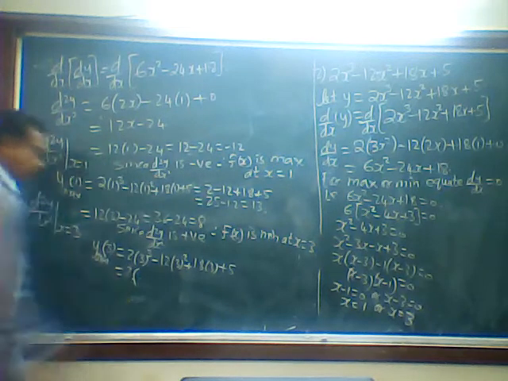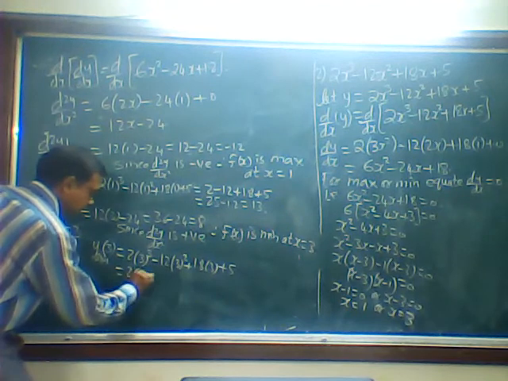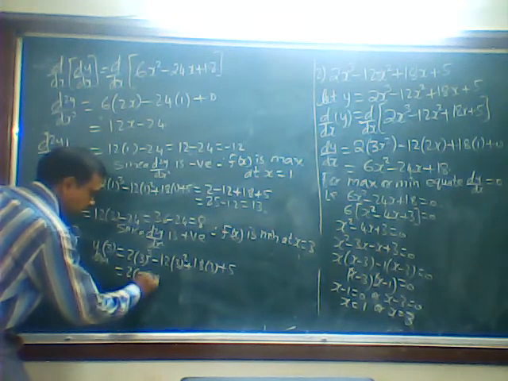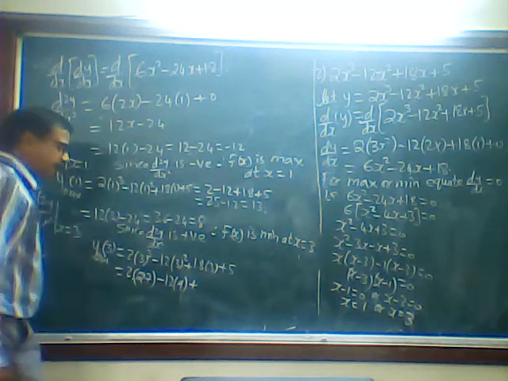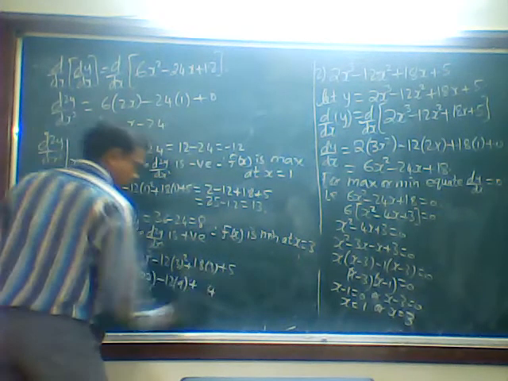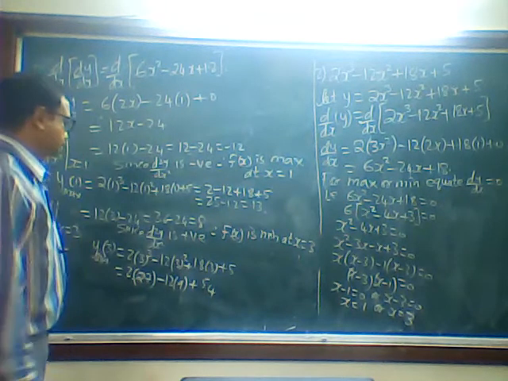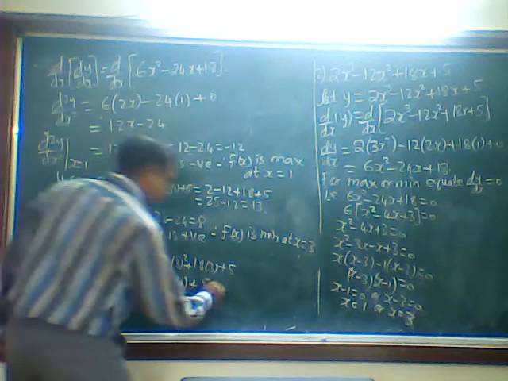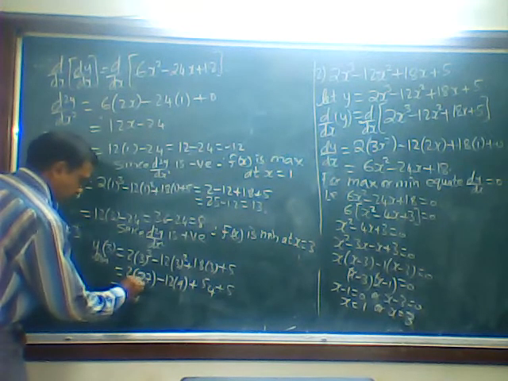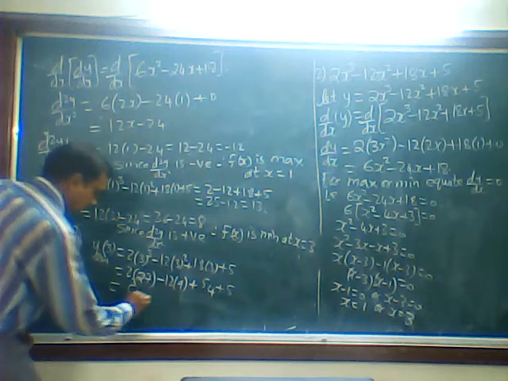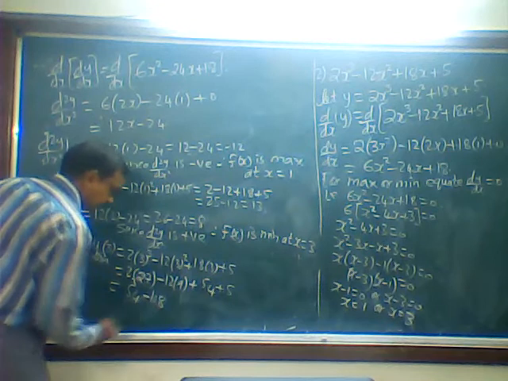So 2 into 3 cube is how much? 3 3 is 9, 9 3 is 27. 12 into 9. 18 into 3 is how much? 3 is 24. 54. Okay, 54 plus 5. How much will get? 2 7s are 14. 54. Minus 12 9 is how much? 9 2s are 18. 108.